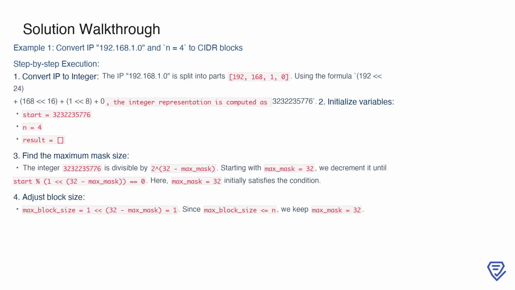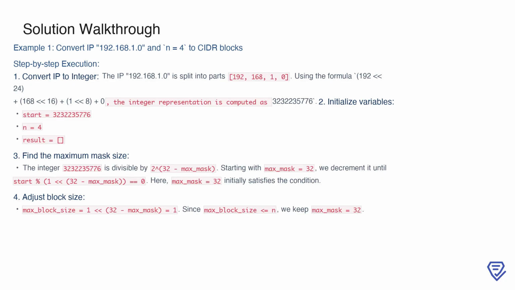To solve the problem of converting an IP address and a given number of addresses into CIDR blocks, we start with the example of IP 192.168.1.0 and n equals 4. Using the formula 192 times 2^24 plus 168 times 2^16 plus 1 times 2^8 plus 0, the integer is calculated as 3232235776.